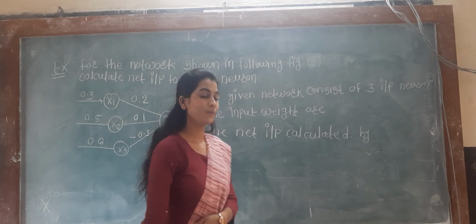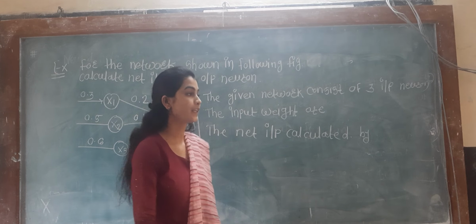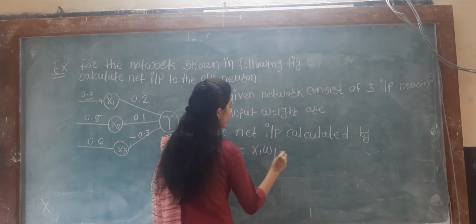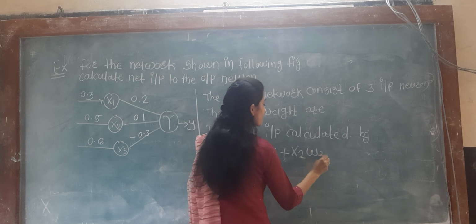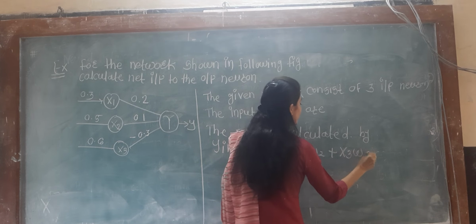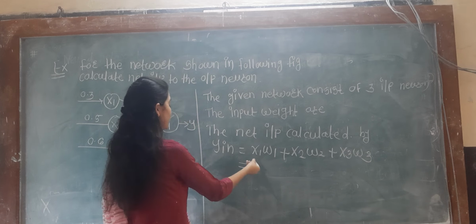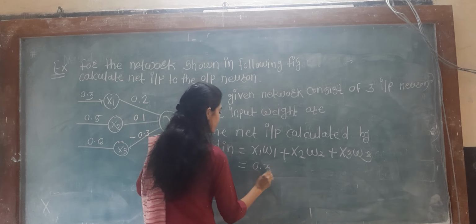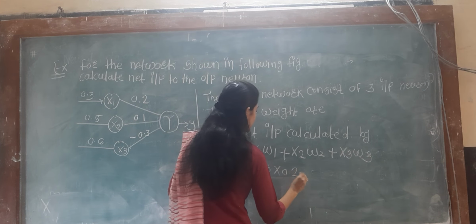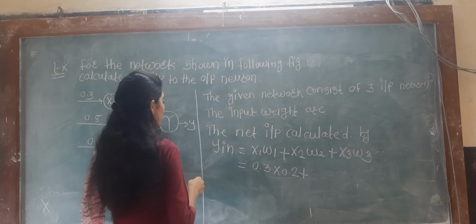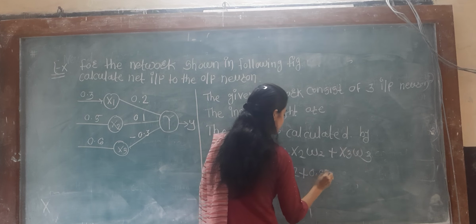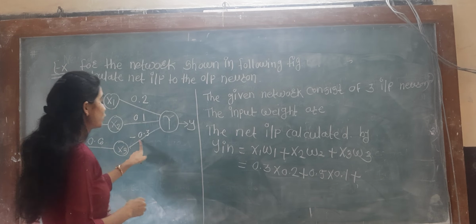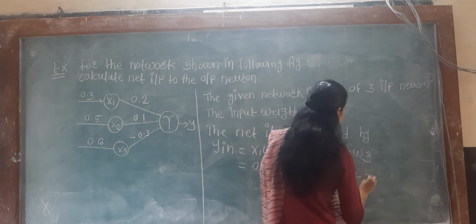The net input will be calculated by using the formula y in is equal to x1 w1 plus x2 w2 plus x3 w3. Then the values given are 0.3 into 0.2 plus 0.5 into 0.1 plus 0.6 into minus 0.3.